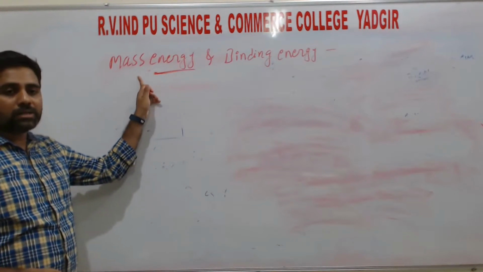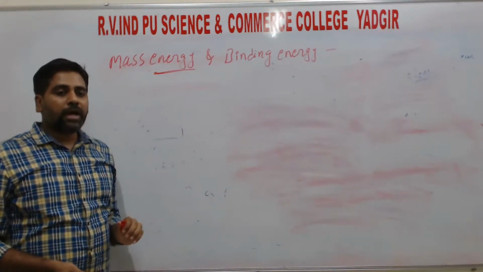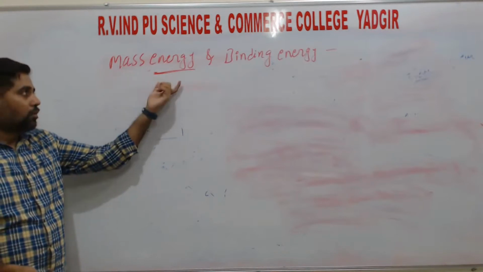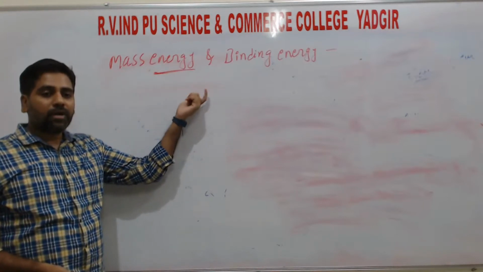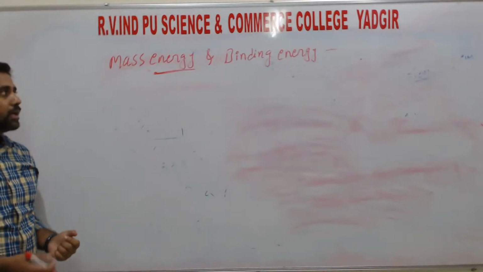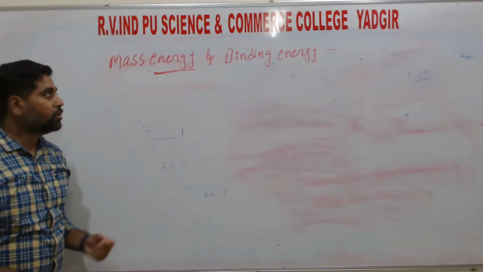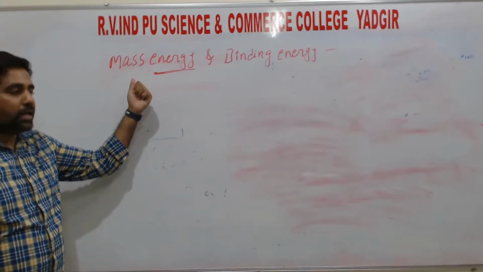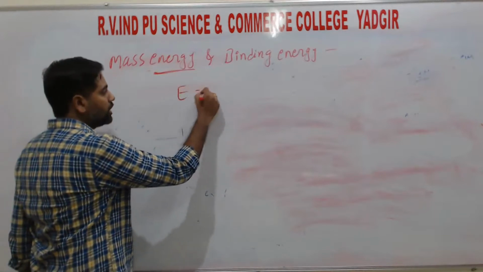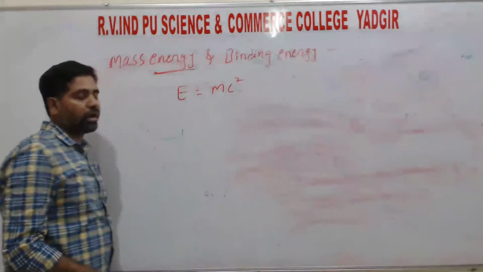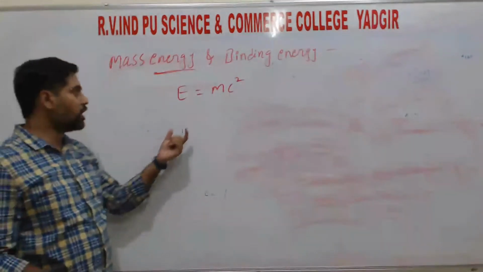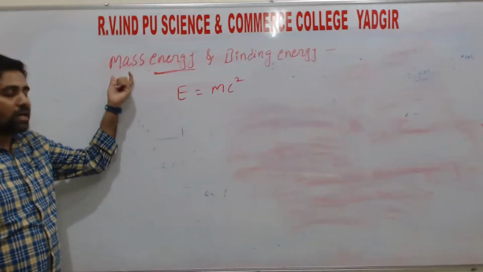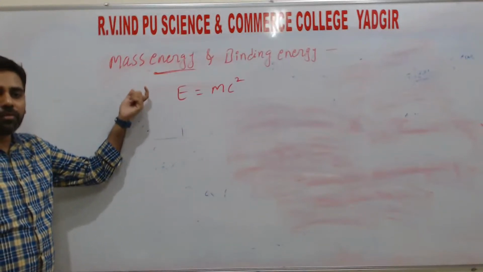We can convert mass energy into other forms of energy. That means we can convert mass energy into kinetic energy, and we can convert kinetic energy into mass energy, right? So Einstein proposed that mass is also a form of energy, and he gave the relation E is equal to mc square, right? That one we call the energy mass relation.